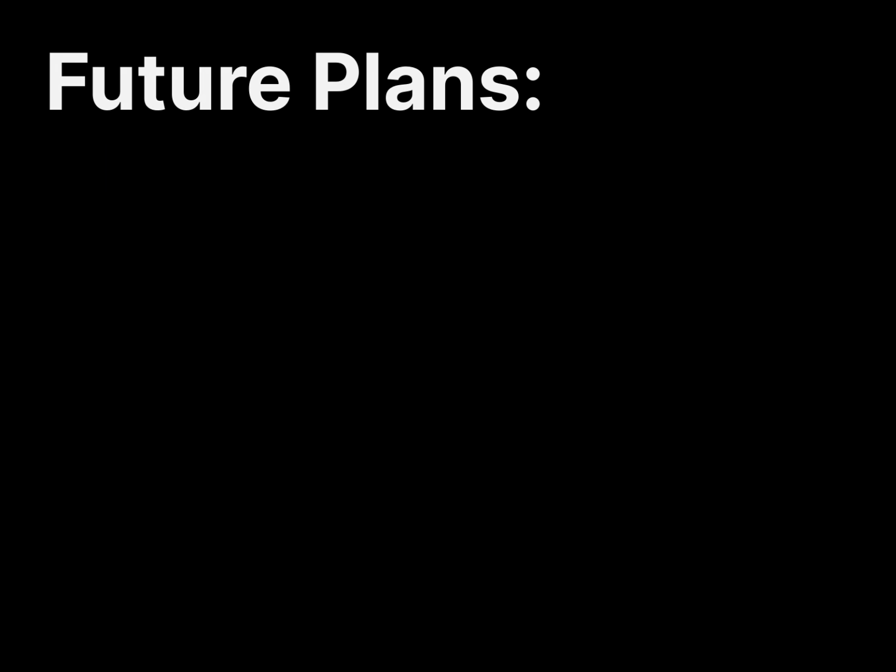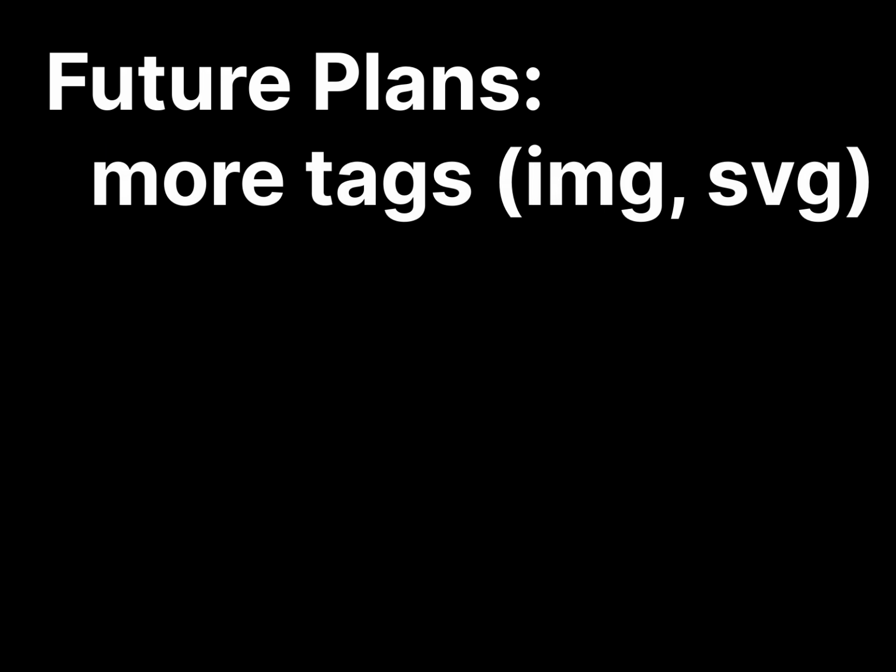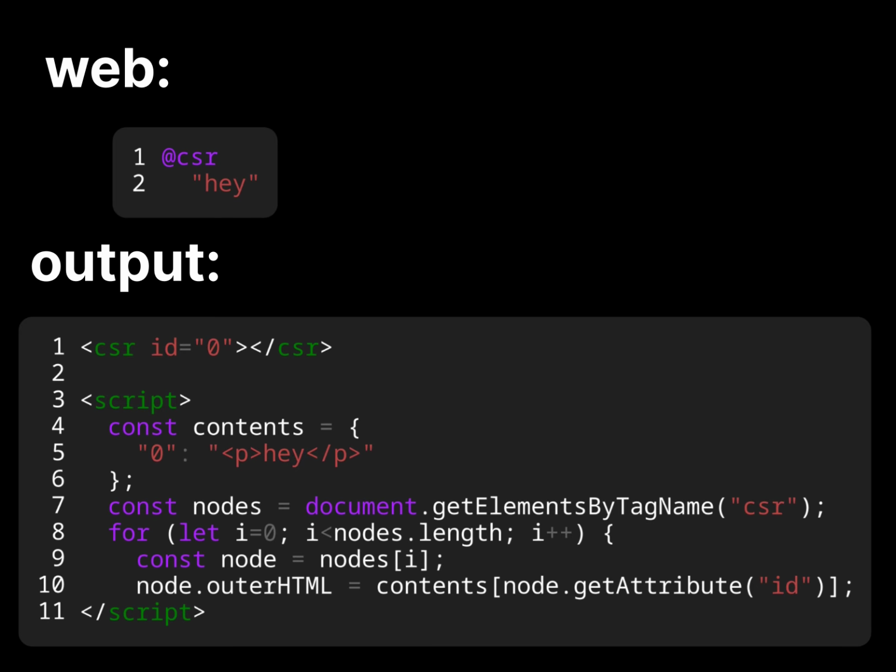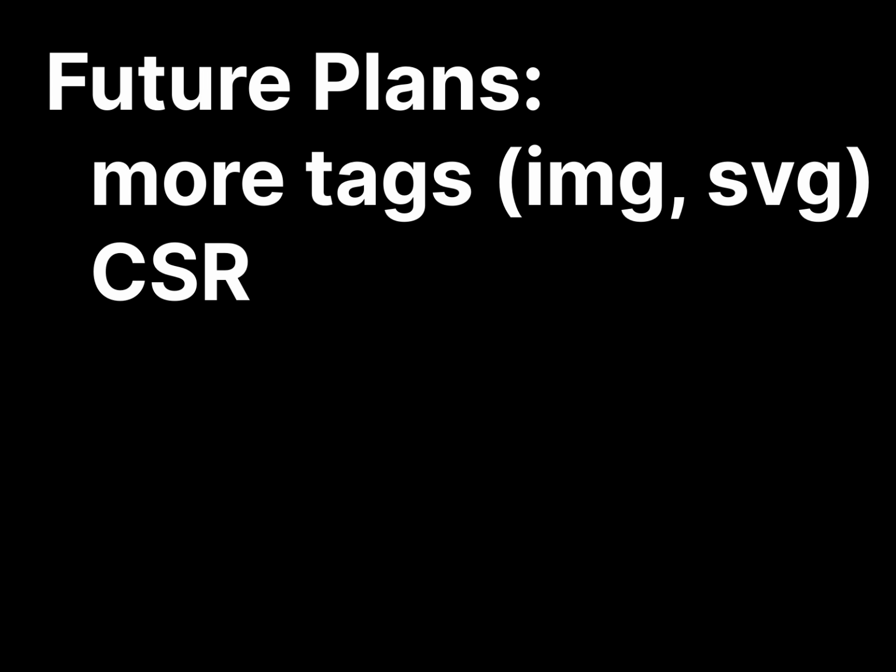And the future plans are to support more tags. At the moment, just the most simple stuff works; wanting an image or SVG is not possible whatsoever. Client-side rendering: with it you have a CSR tag and its body will be rendered on the client side. Next thing would be a feature to be able to serve pages on a port and not just build them.